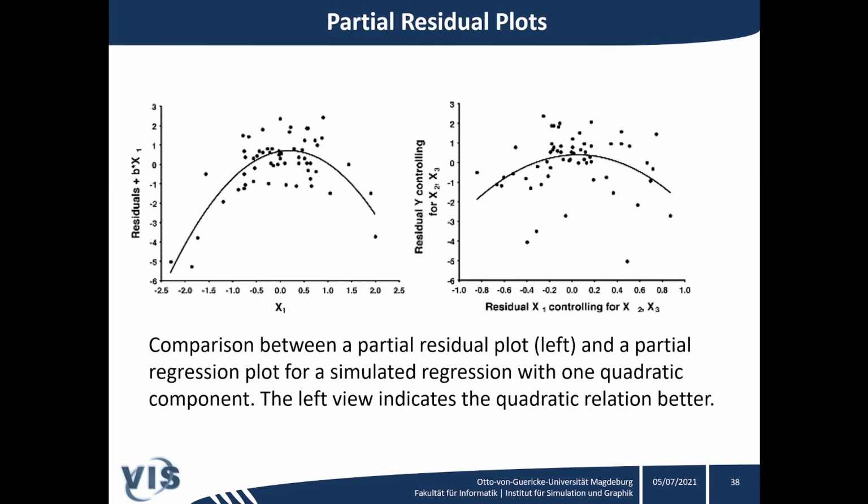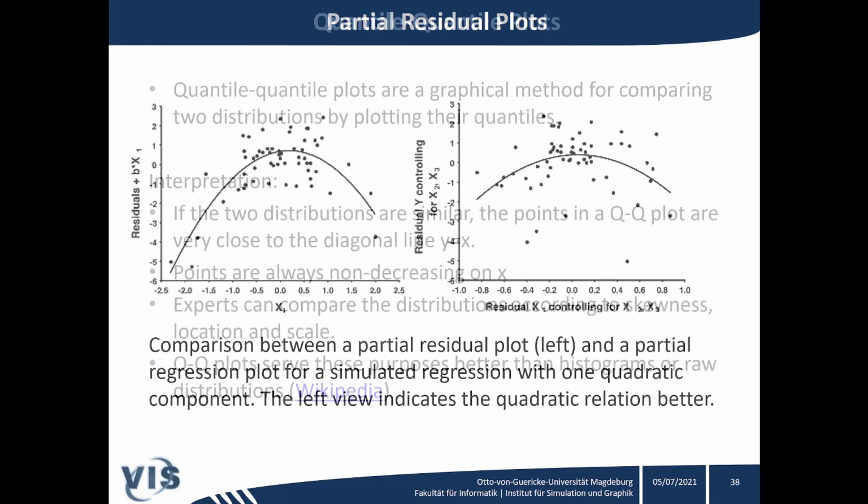In this example, you can see a visual comparison between a partial residual plot on the left and the partial regression plot for a simulated regression with one quadratic component on the right side. And the left view indicates that the quadratic relation is better, while the right view shows many outliers.